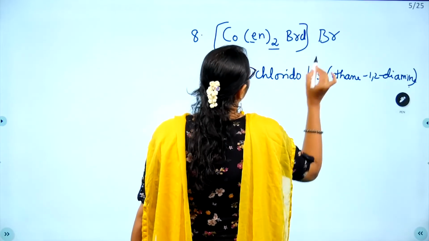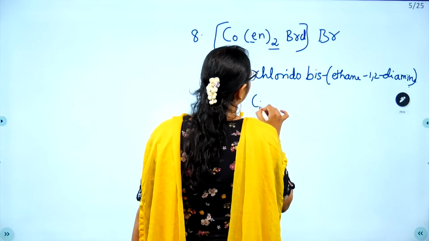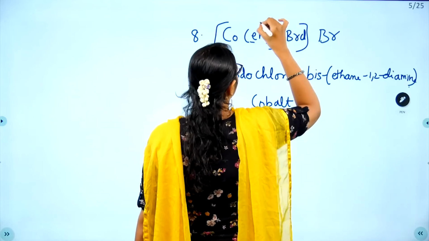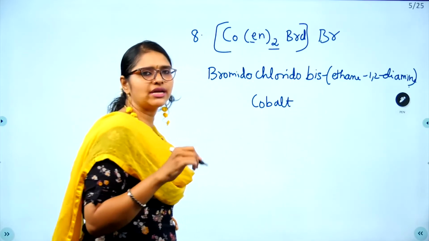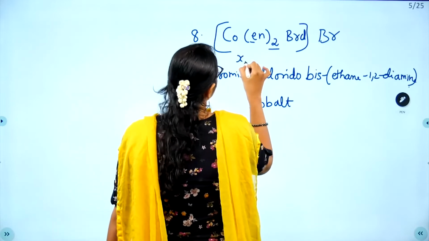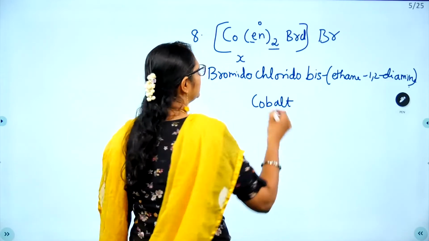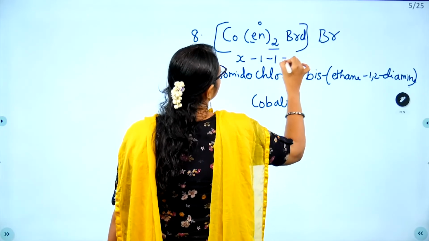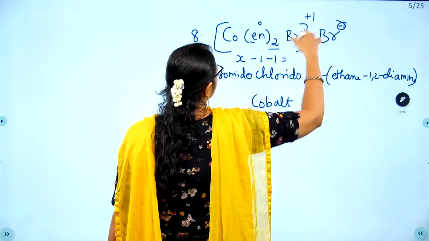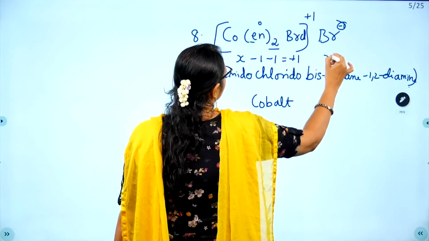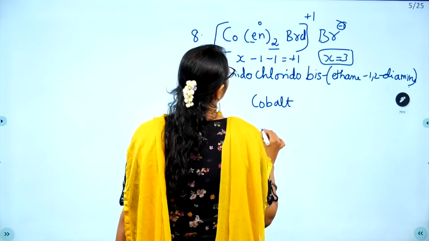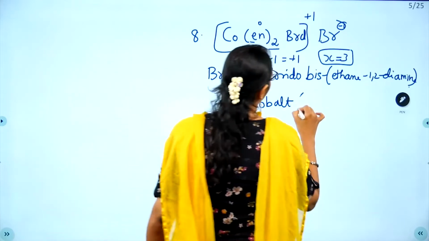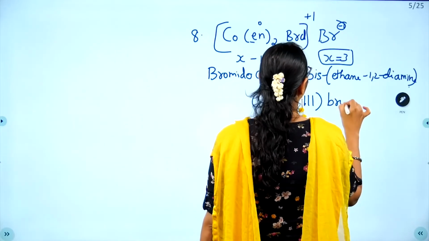So bromido chlorido bis(ethane-1,2-diamine) cobalt. You have to find out the oxidation state of cobalt. So x, the ethane-1,2-diamine will be 0 because it is a neutral ligand. So -1, -1 each charge, and since this is -1, the charge on the complex will be +1, right? So x is equal to 3. So bromidochloridobis(ethane-1,2-diamine)cobalt(III) bromide, right?